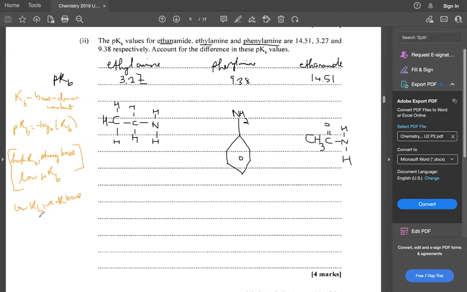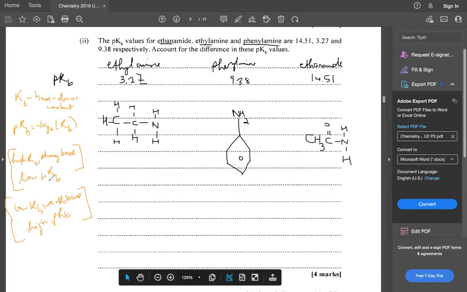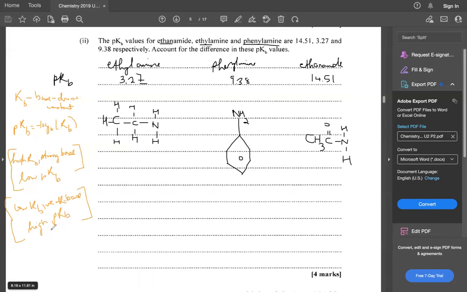Now, if we have a low Kb, which is associated with a weak base, and we take the negative log to the base 10 of that tiny, tiny Kb, we're going to get a large pKb, because that's how the logarithm function works. So I would end up getting, in this case, a high pKb. So what you will find, if we're looking at this holistically now, is that strong bases have a low pKb, weak bases have a high pKb.